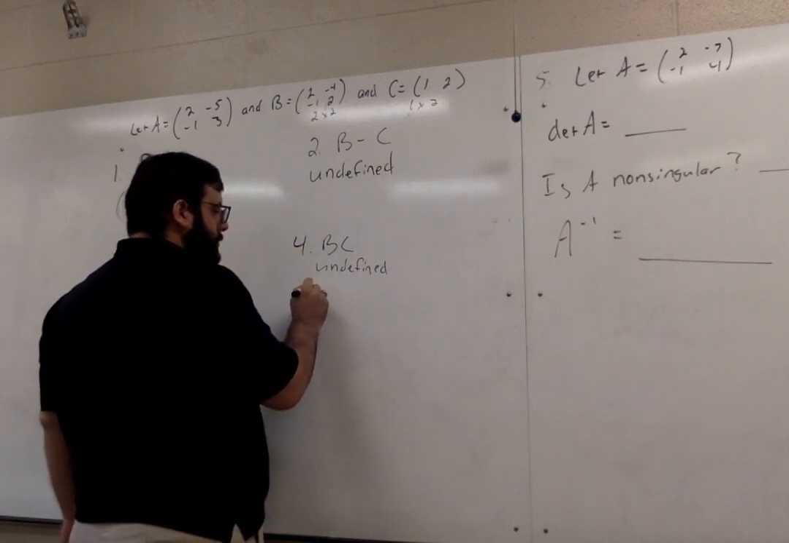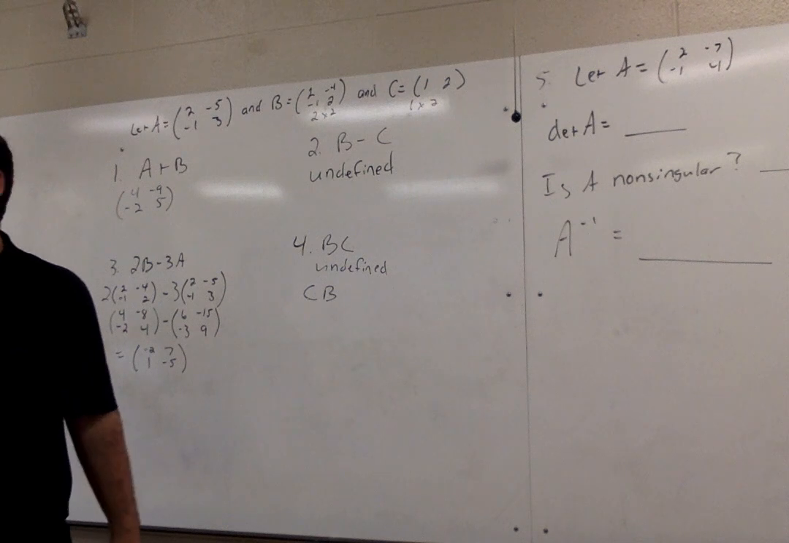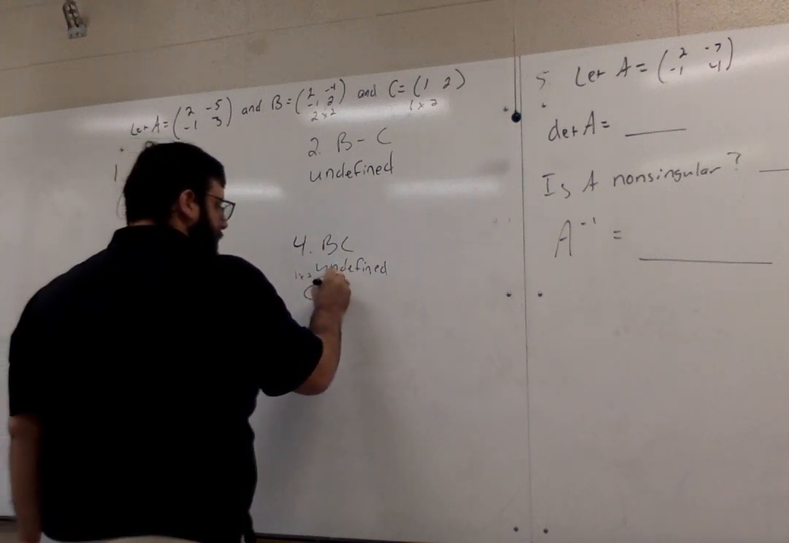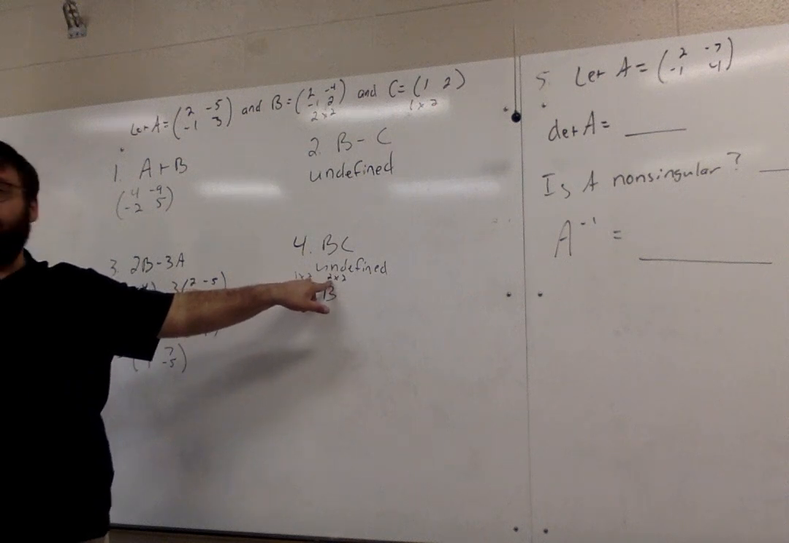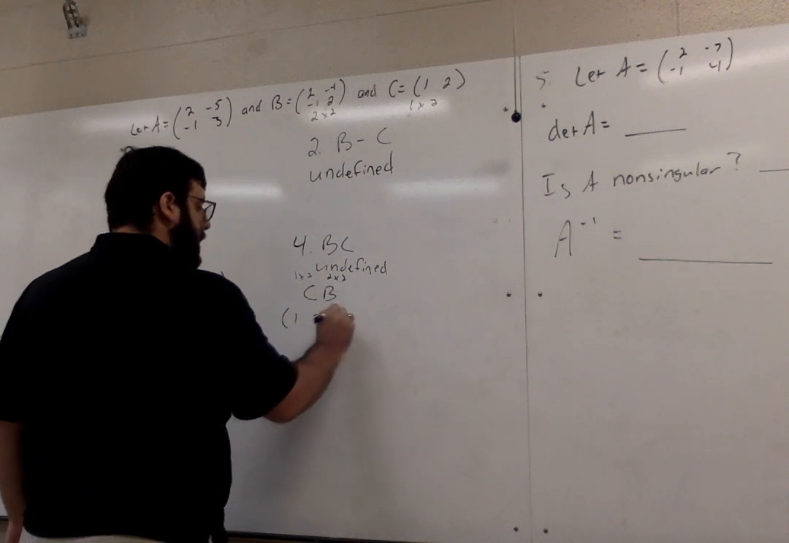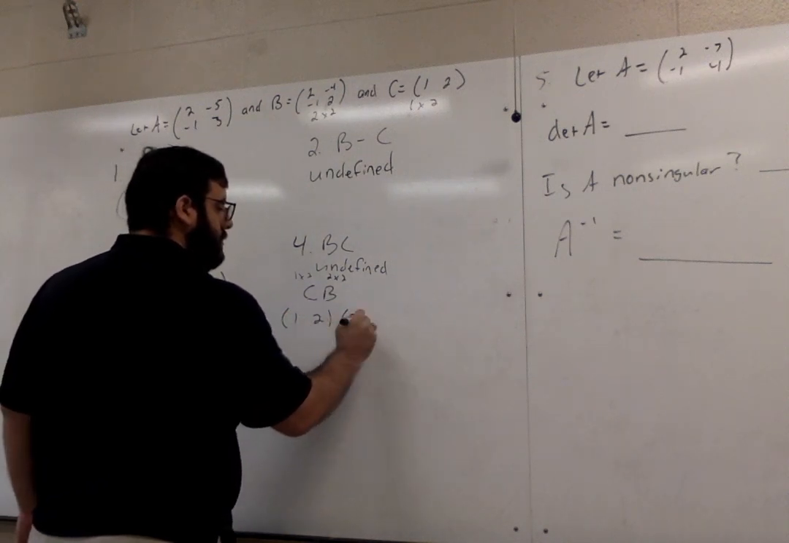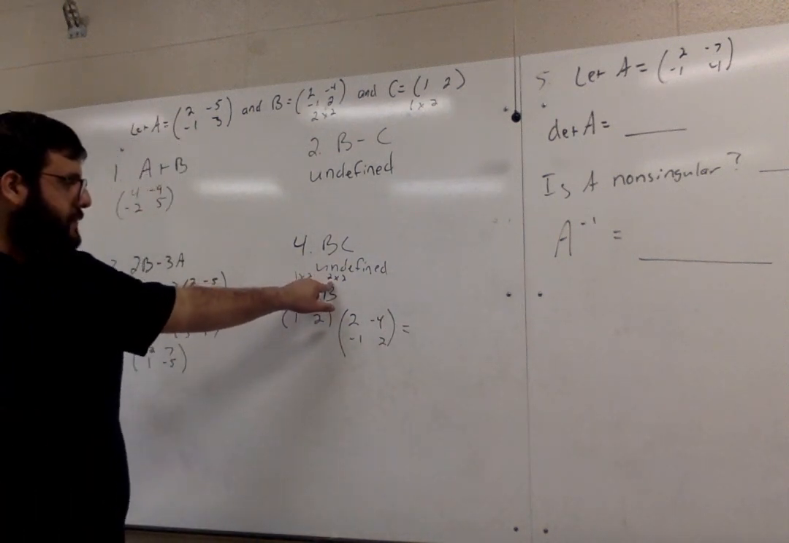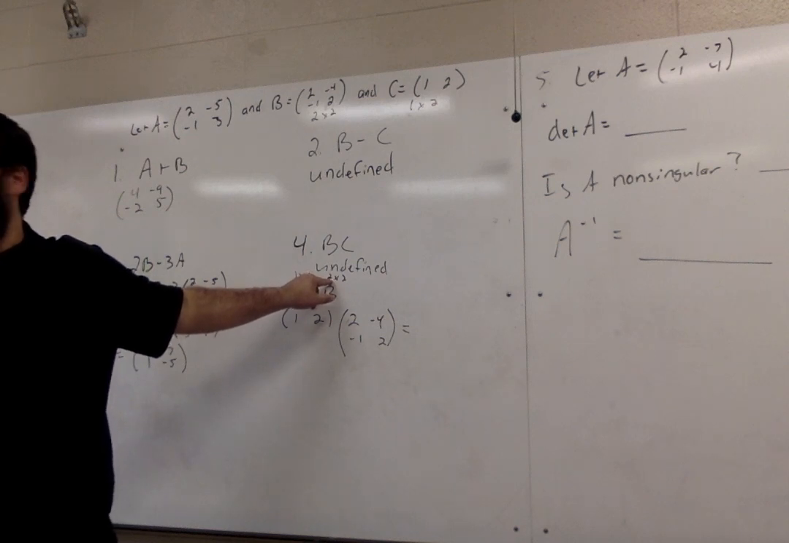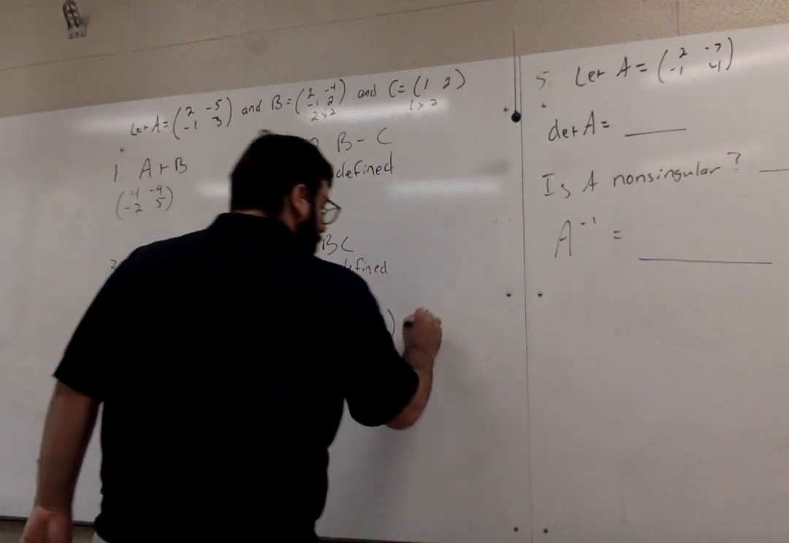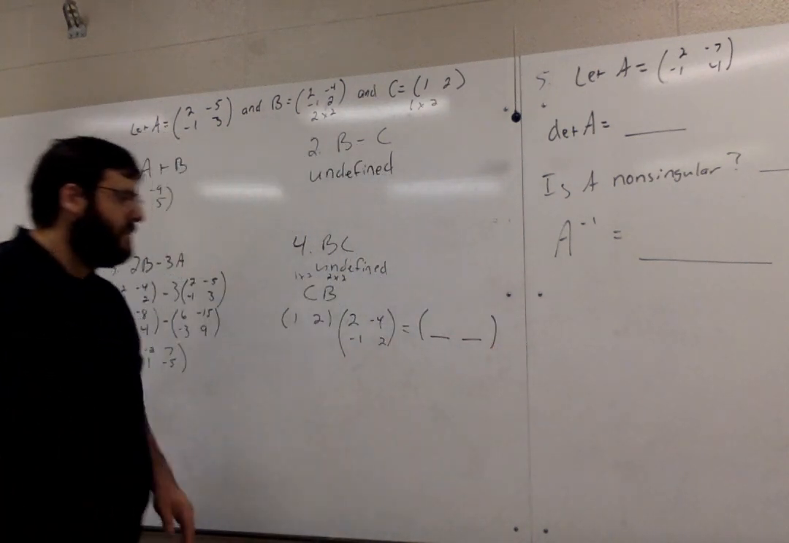Now, let's say I was doing C times B. Can I multiply C times B? Let's see. C is a 1 by 2. B is a 2 by 2. Looks like these two match. I can go ahead and multiply them. So that's 1, 2 times 2, -4, -1, and 2. Now, if these two match, what is going to be the dimensions of my product? Good. 1 by 2, the outer dimensions. 1 row, 2 columns.